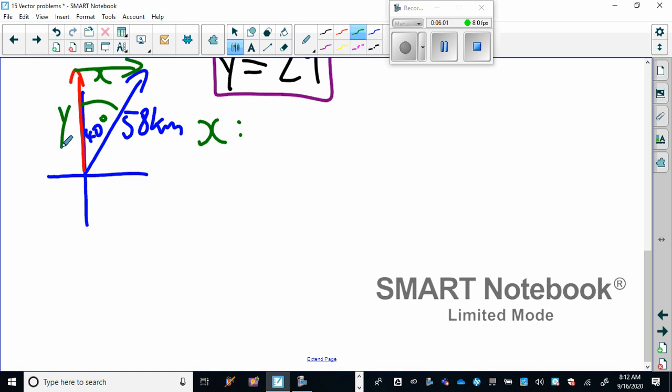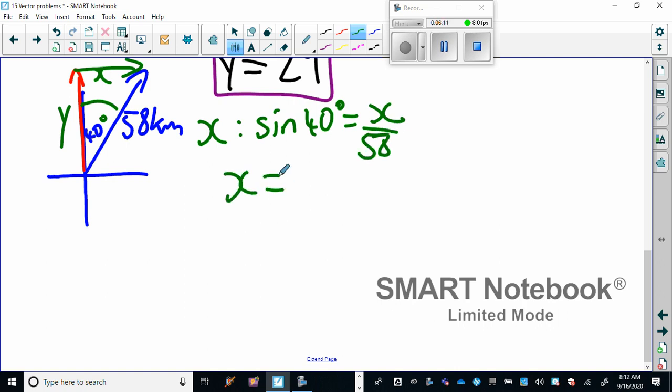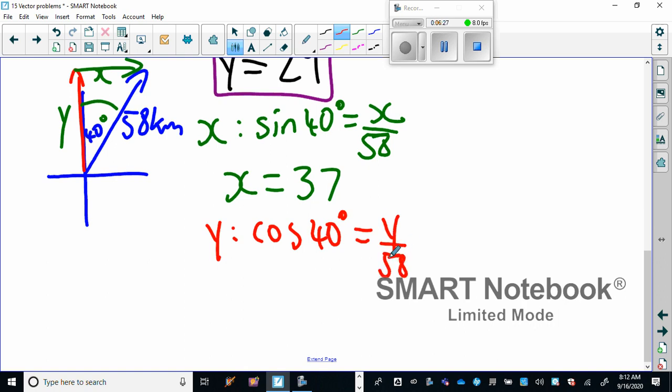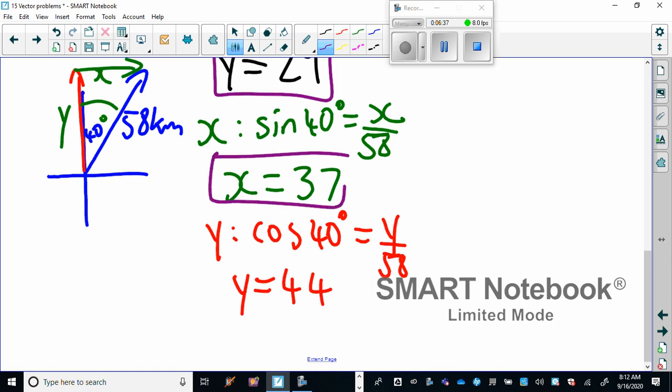My x is going to be sine of 40 degrees equals x over 58, giving me an x value of 37. And since it's east, we're going to say positive 37. My y value is going to be the cosine of 40 degrees equals y over 58, giving me a y value of 44. And since it's north, it's also going to be positive. Okay, let's put a box around those.